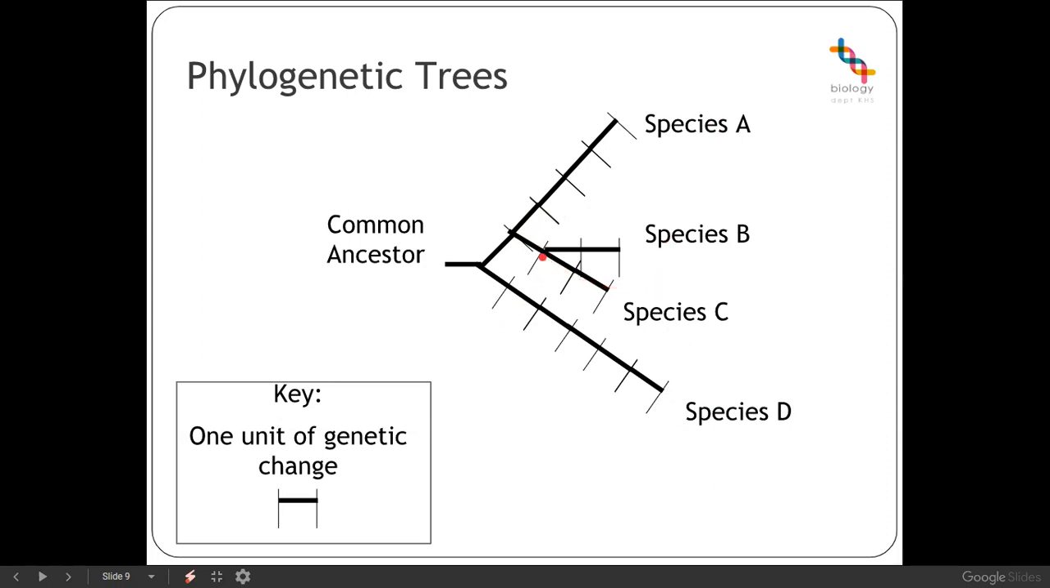And then along here we've had one mutation going this way, one mutation going that way, separating out species B and species C. So the closer together specific species are means they're more closely related, and the further apart they are, such as A and D here, they are less closely related, so they've got very different DNA sequences to each other compared to ones which have got far more similar DNA sequences to each other.